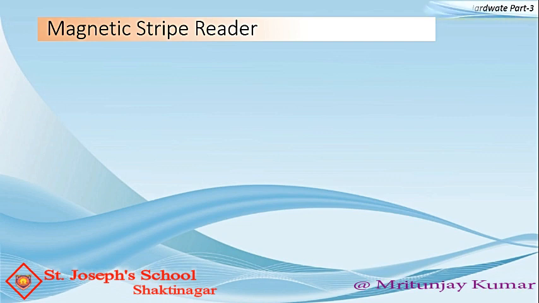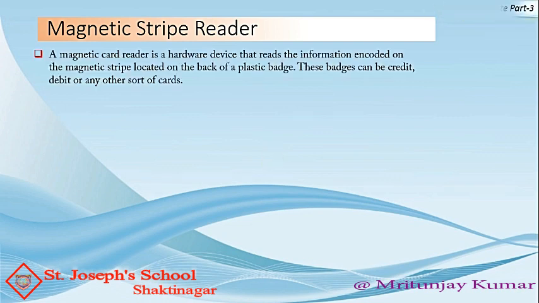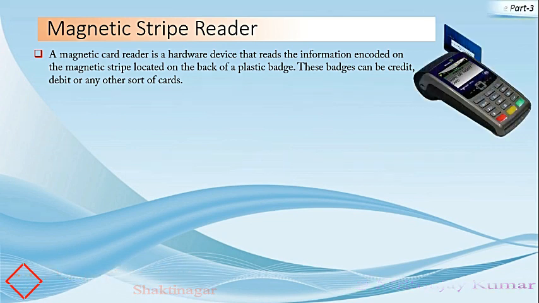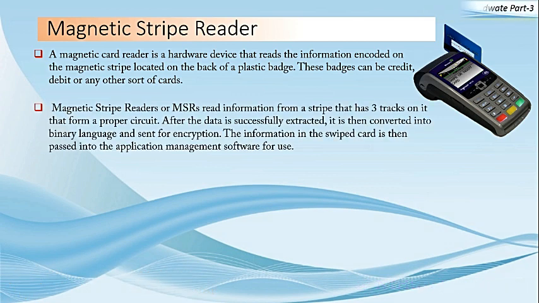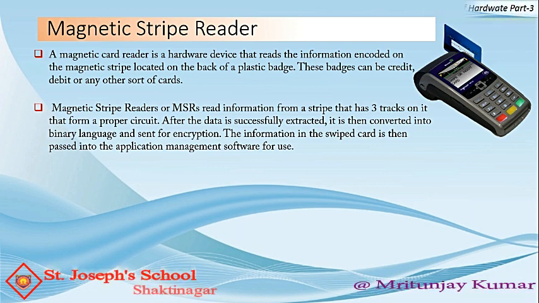This is nowadays widely used for money transactions. So magnetic card reader, you can see the picture. Magnetic card reader is a hardware device or input device that reads the information encoded on the magnetic strip located on the back side of the plastic badge. This badge can be either a credit card or debit card or any other card. A magnetic strip reader, also called MSR, reads information from the strip, and that has 3 tracks on it that form a proper circuit.